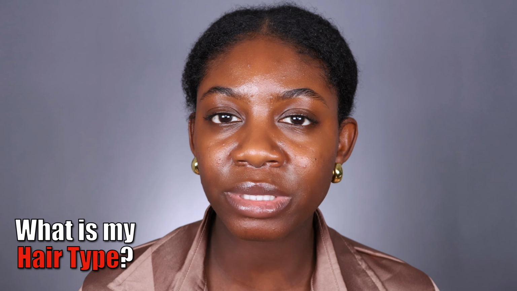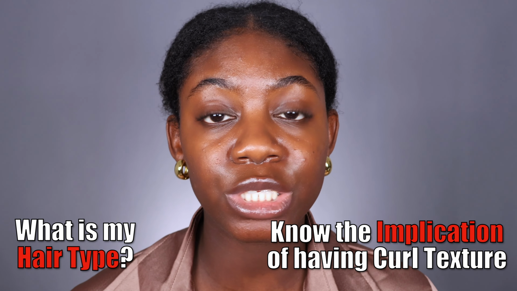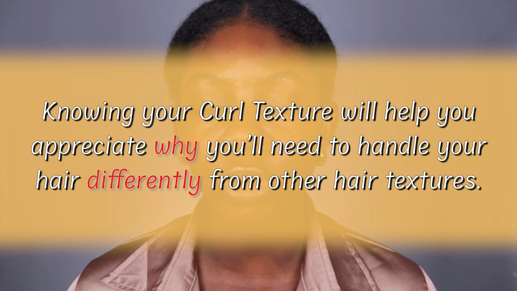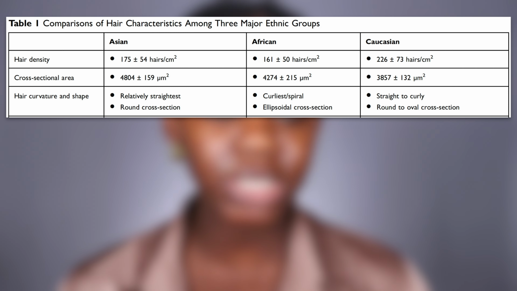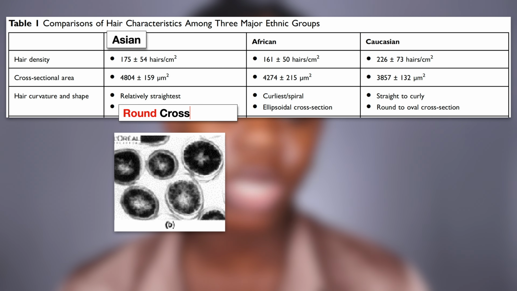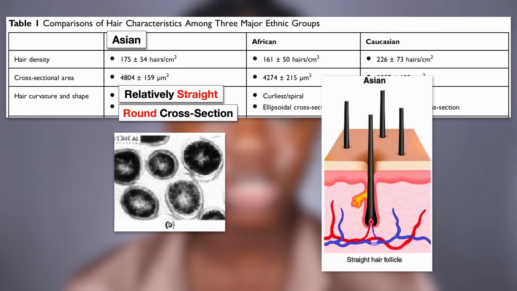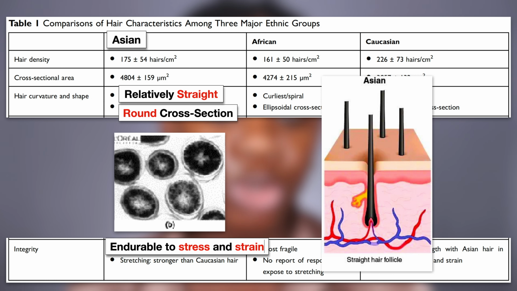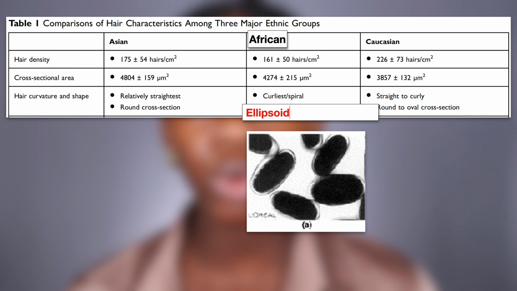So I think overall, instead of being caught up on where you are on the hair typing system, being aware of the implications of having curl texture is way more important if you want to have a successful hair growth journey, because it will help you appreciate why you need to handle your hair differently from other hair textures. For example, going back to the hair analysis charts again, you can see the cross section of Asian hair strands as round shaped, meaning when their hair grows, on average it will grow faster and in a straight direction. And again, because they also have the largest hair strand diameter, their hair is generally stronger and resistant to tension and breakage. On the flip side, afro textured hair are oval or elliptical shaped.